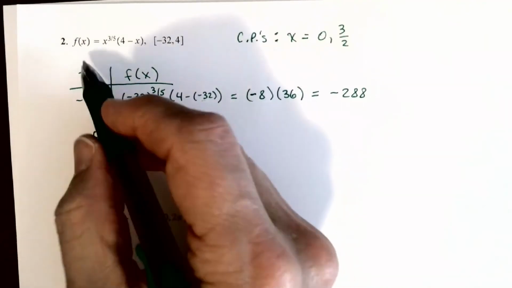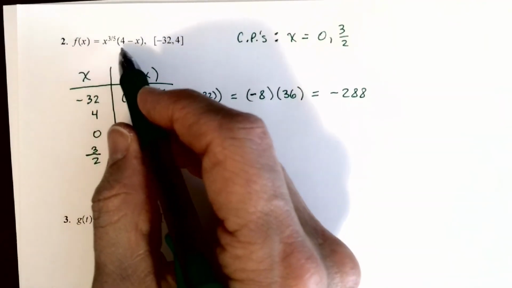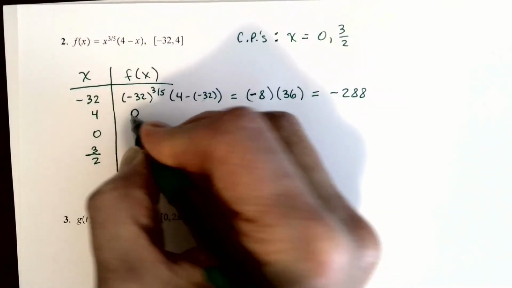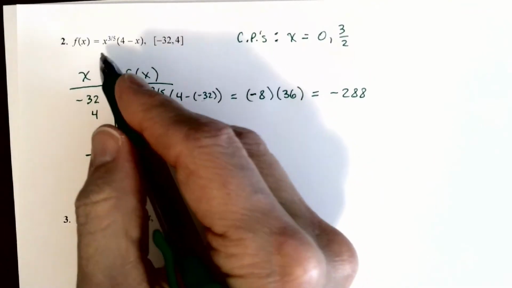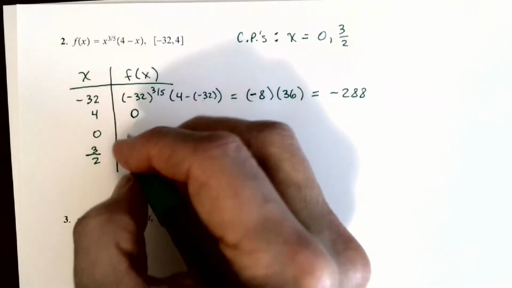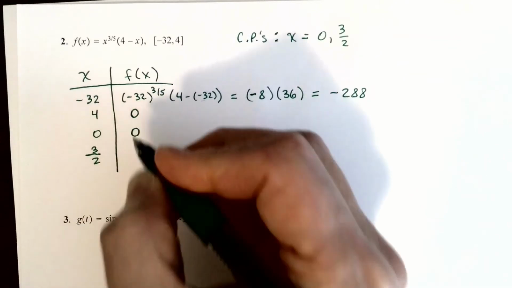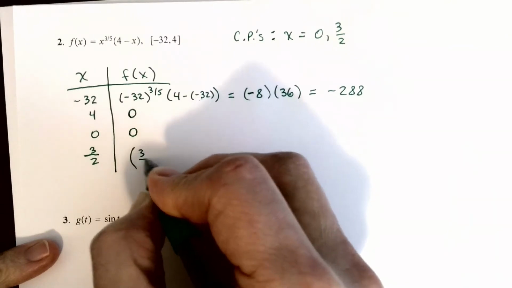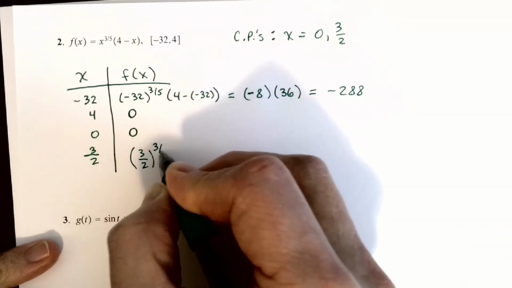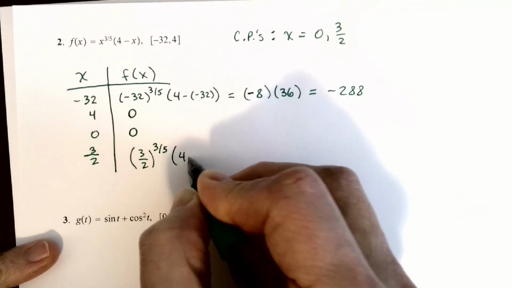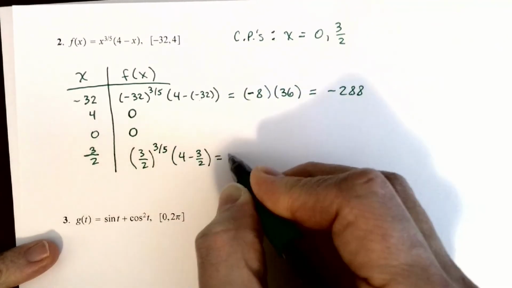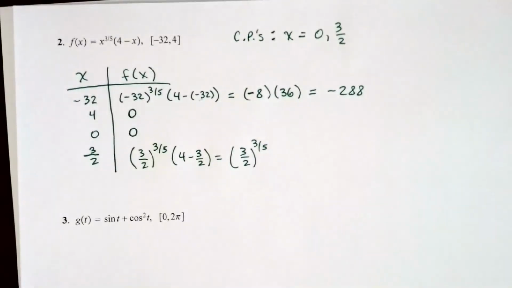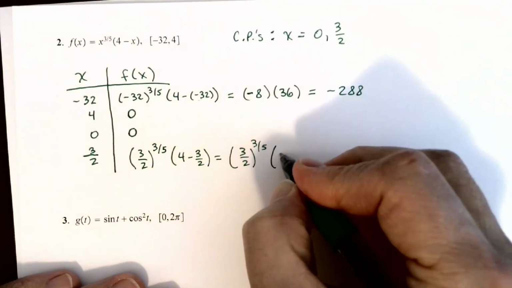What's the value of the function when x is 4? What's going to happen here? 0, right? What's the value of the function when x is 0? Well, 0 to the 3/5 power is 0. And then what about 3/2? So if I plug in 3/2, I'll have 3/2 to the 3/5 power, times 4 minus 3/2. 4 minus 3/2 is 8/2 minus 3/2 or 5/2.